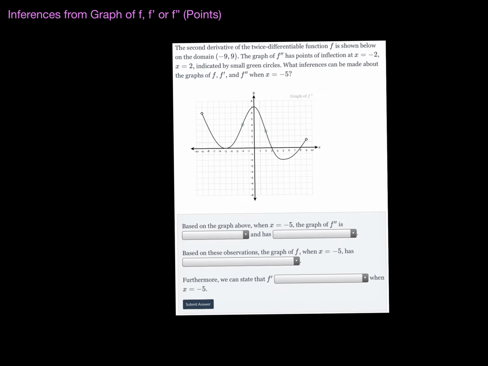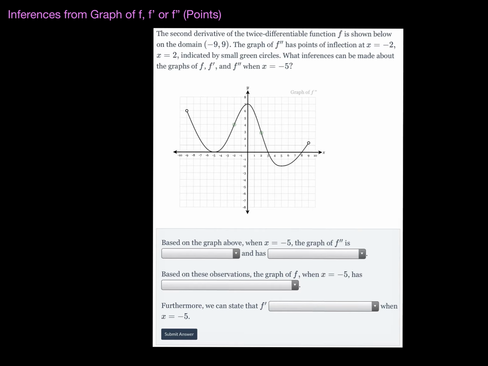Here's another one. We're looking at a specific point. Here the problem is looking at x equals -5. So we have the second derivative. I always like to identify that first so we don't forget. We have f double prime of x here, and we're looking at x equals -5, specifically right here. We have our usual interval, and the graph of f double prime has points of inflection at -2 and 2. They're identified right there on the graph.